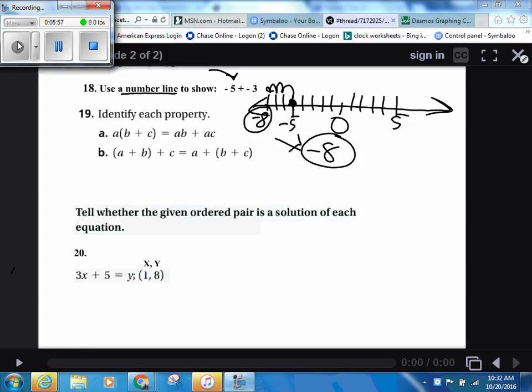Make sure you show it on a number line. Right here. Starting with 5, and moving 3 places to the left, you get -8 as your answer. 1, 2, 3. -8.